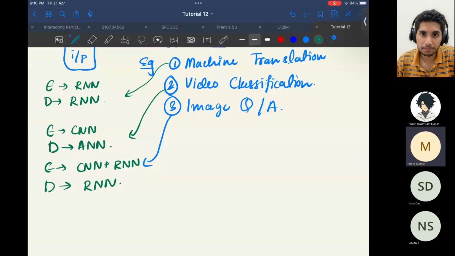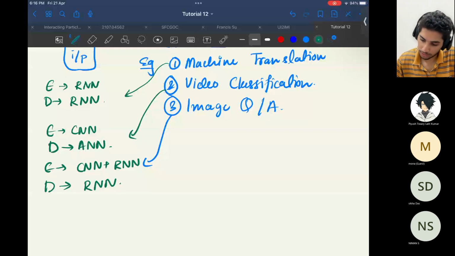Textual entailment would be similar to machine translation. Yeah, definitely. Okay, so maybe I will write it down. So the fourth one is textual entailment.